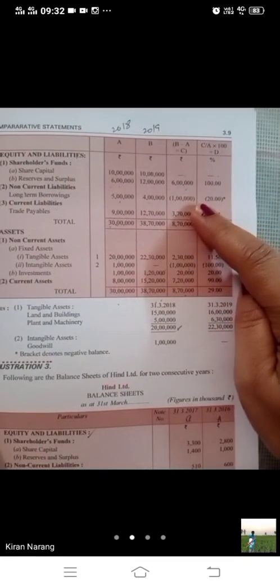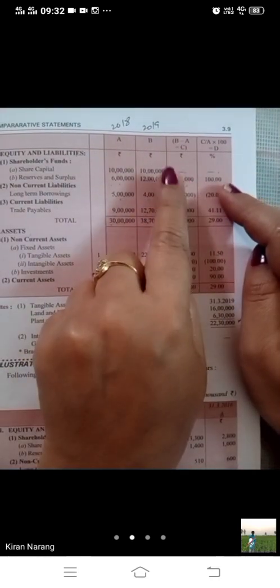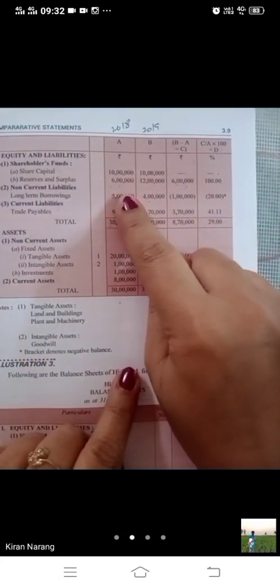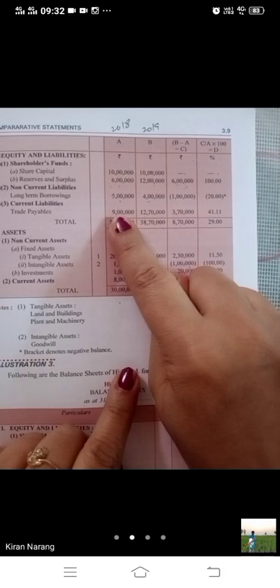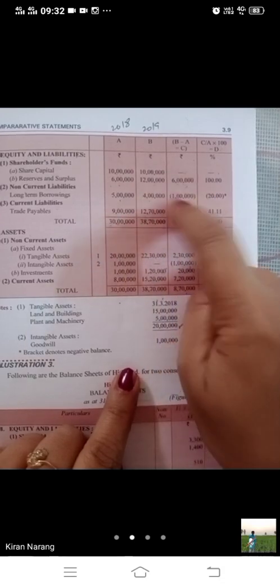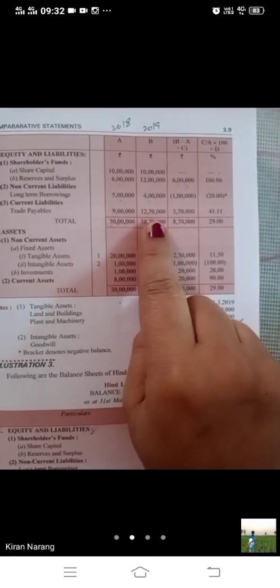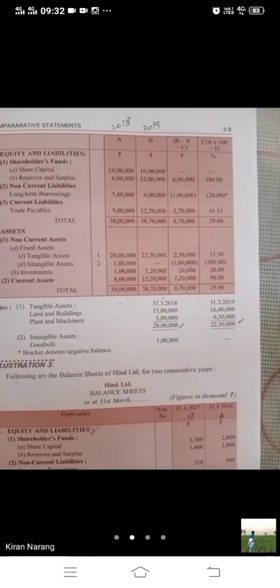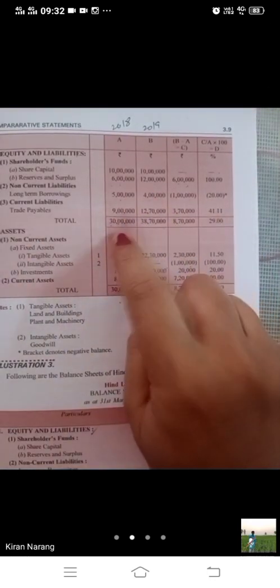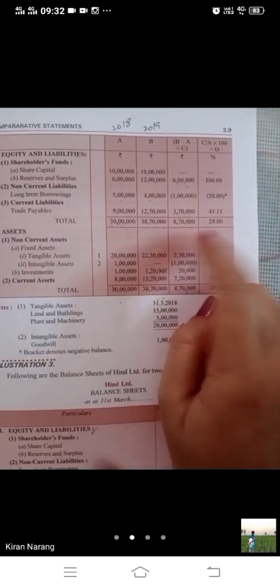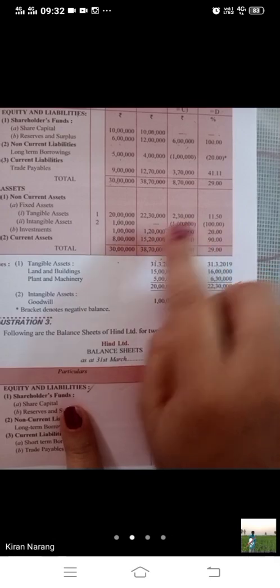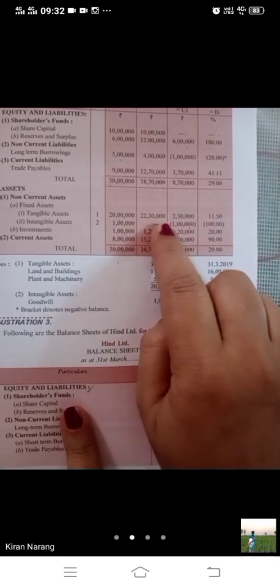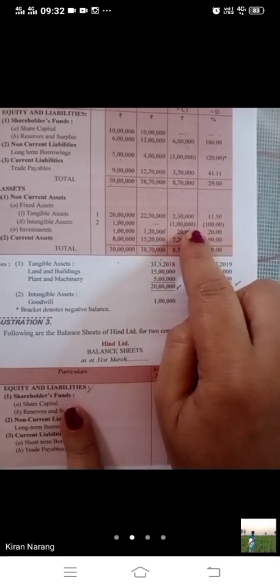Now you will calculate C. How will you calculate C, bachche? B minus A. 10 minus 10, 0. 12 minus 6, 6. 4 minus 5, minus 1 lakh. And in minus you have to put brackets. 1270 minus 900, 370. And now you have to do 3870 minus 3000, 870. And then 2230 minus 2230, this is then 0. This will be considered 0 minus 1 lakh means minus 1 lakh.